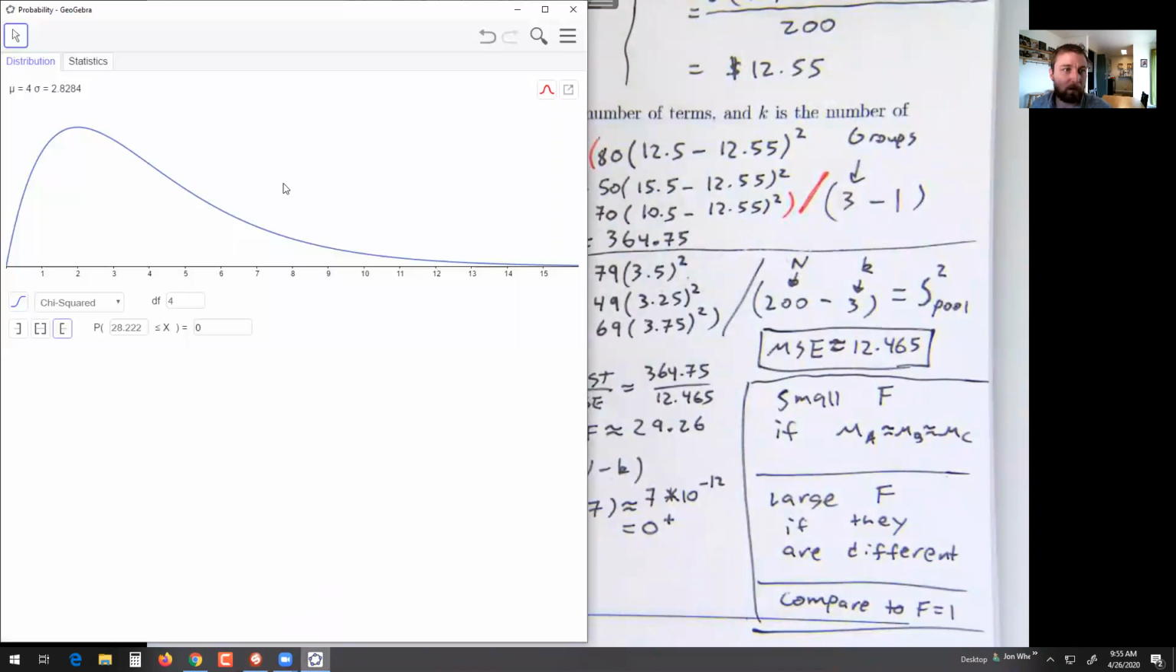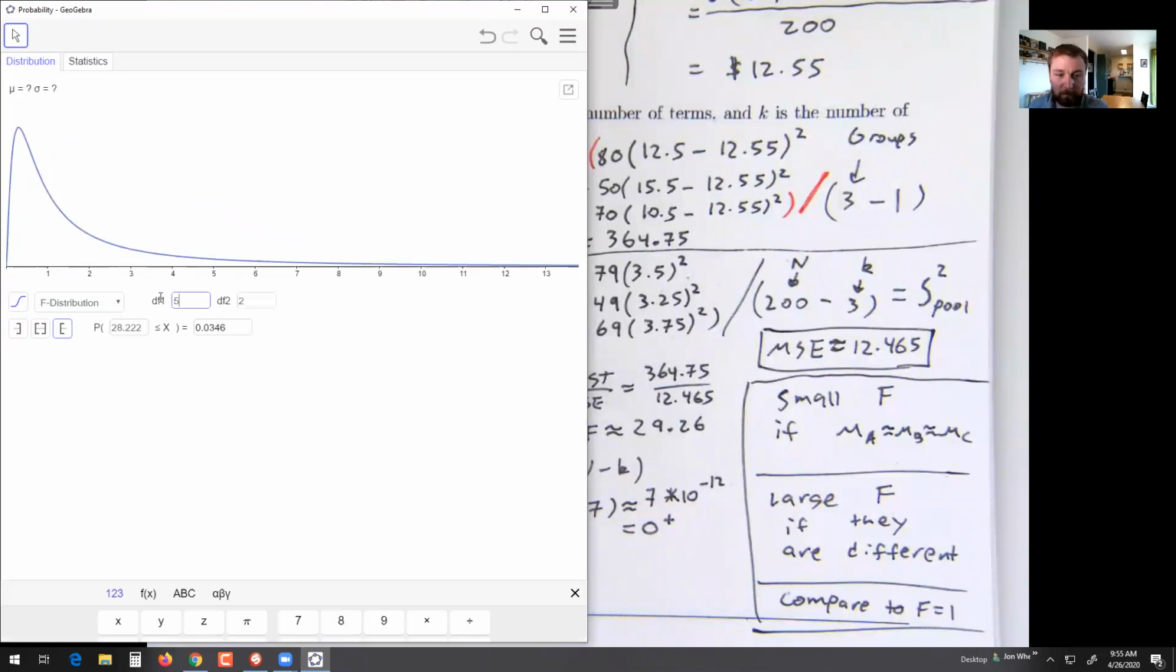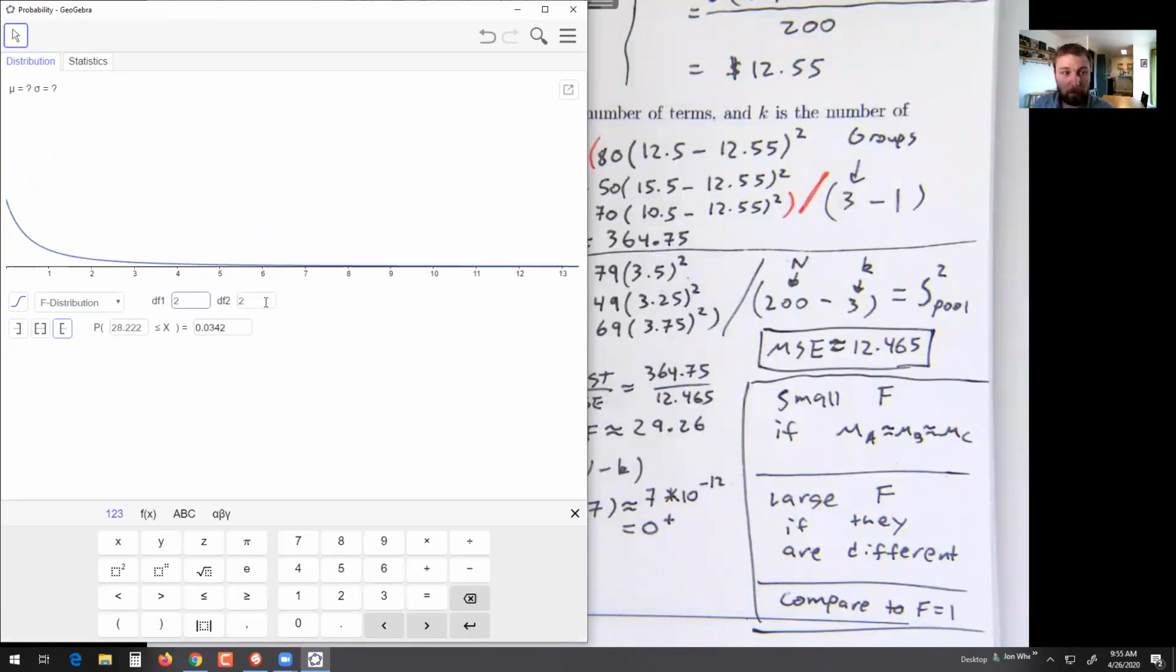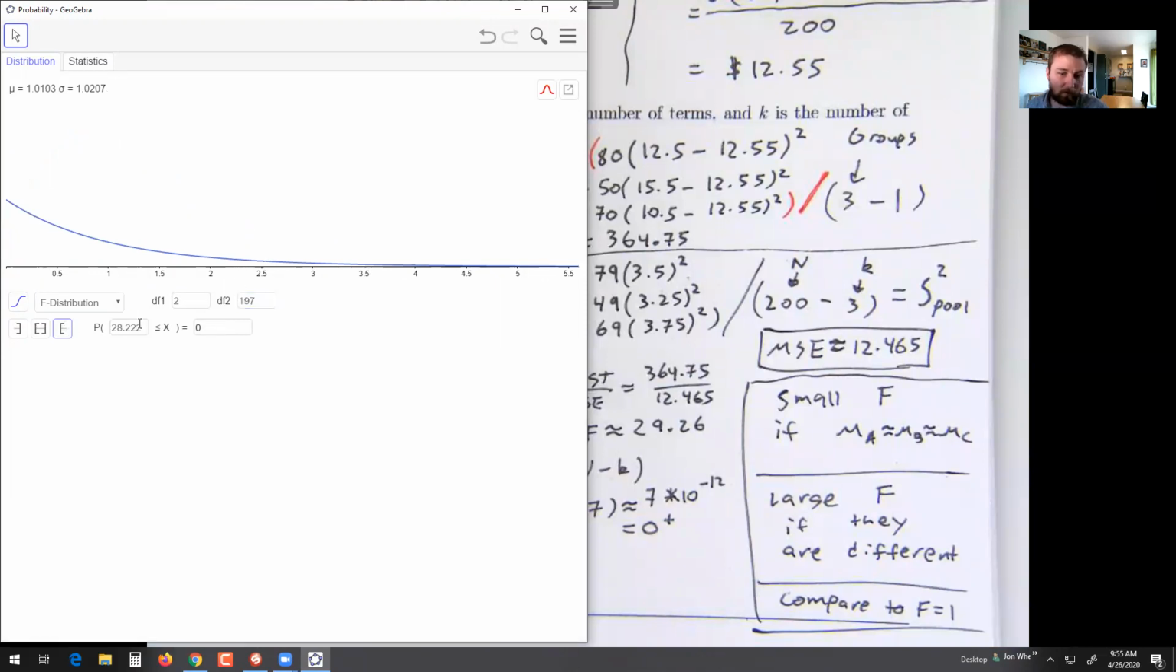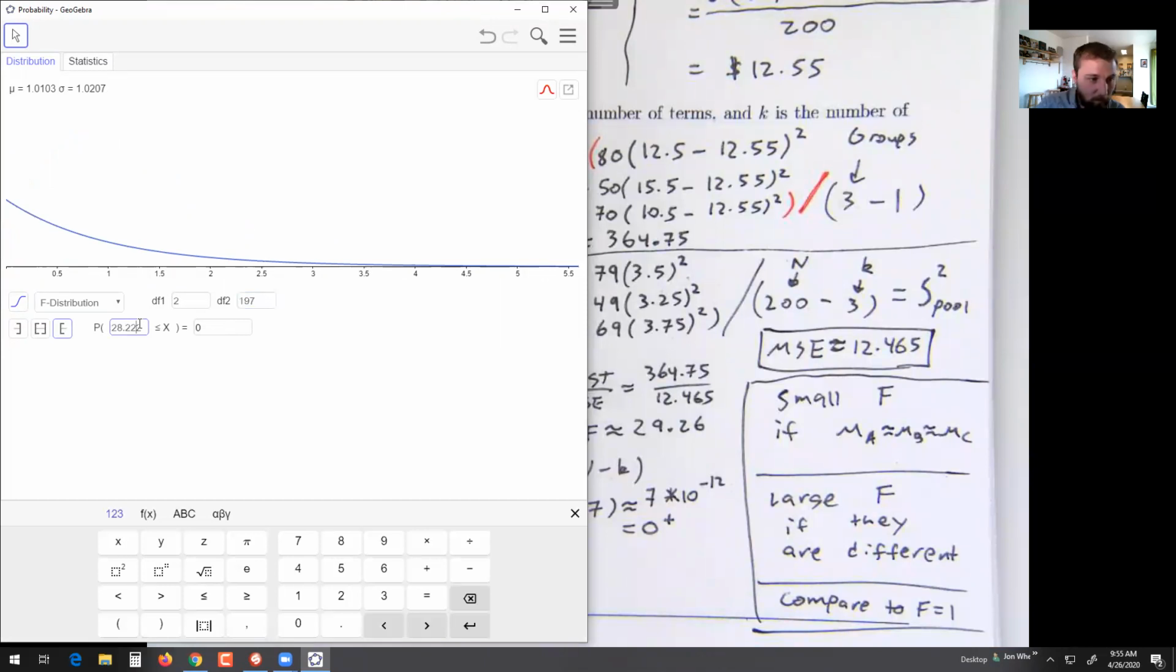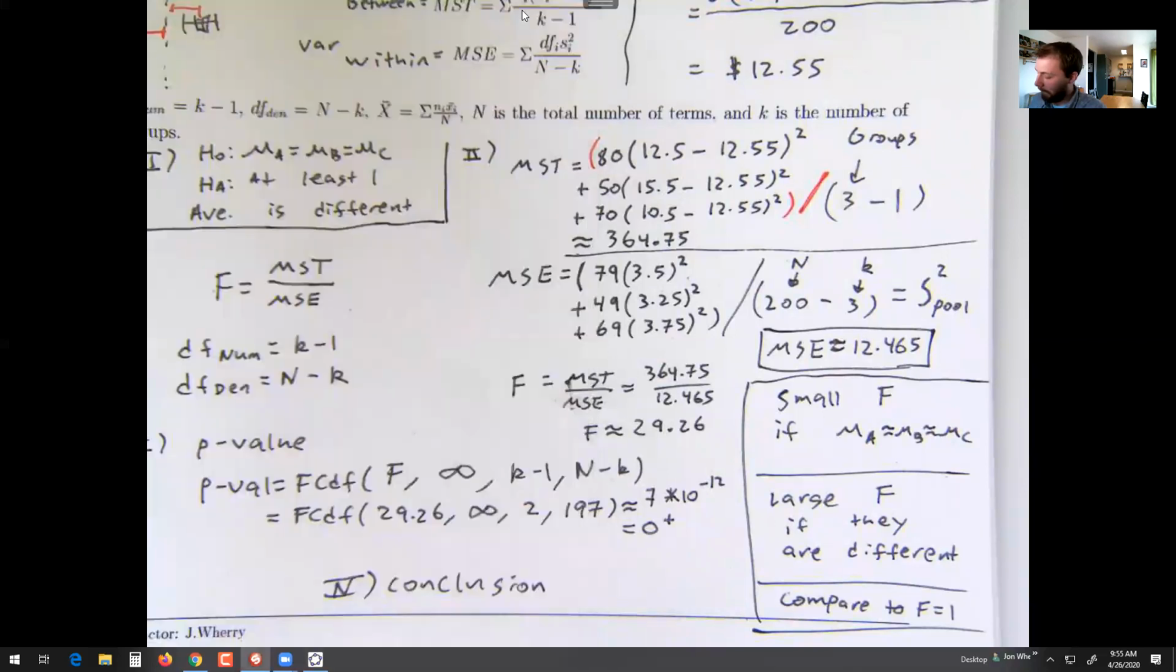Finally, in GeoGebra, when I open up GeoGebra, I go into the option on the side that says probability. And for distribution, I am working with F. My first degree of freedom was 2. My second degree of freedom was 197. It's a right-tailed test, so I'm going to choose this option so it's shaded to the right. I typed in my F ratio, 29.26, and then this will spit out my p-value. It's so small this time that it's just giving me a number of 0. That's fine. I have 0 plus.